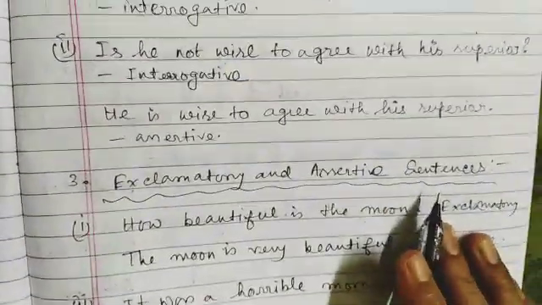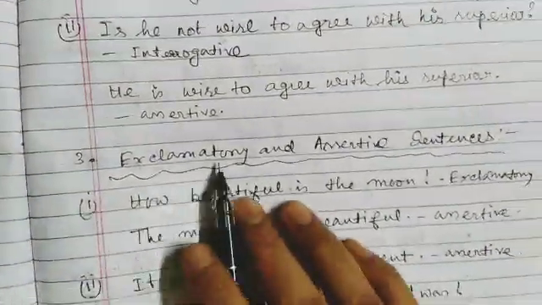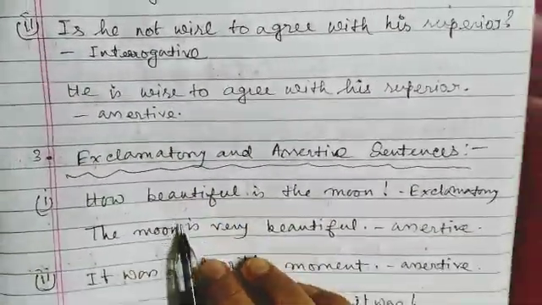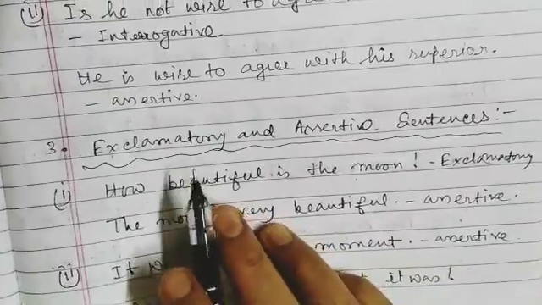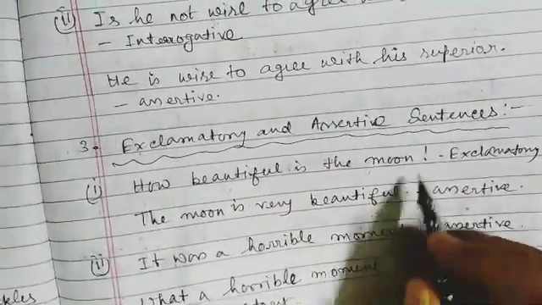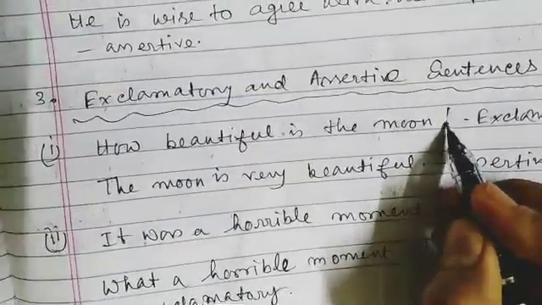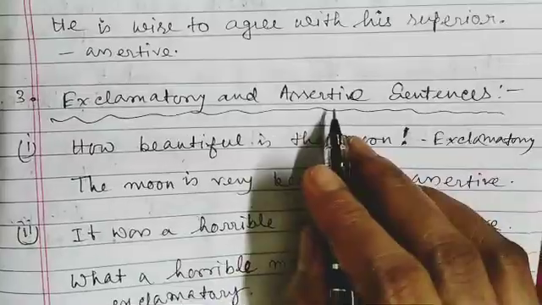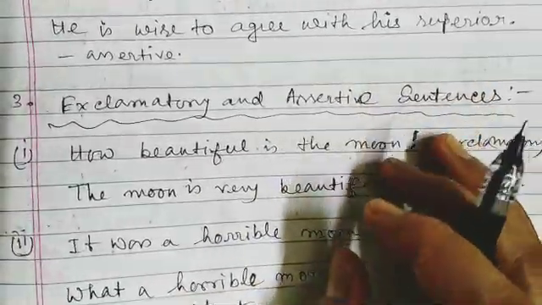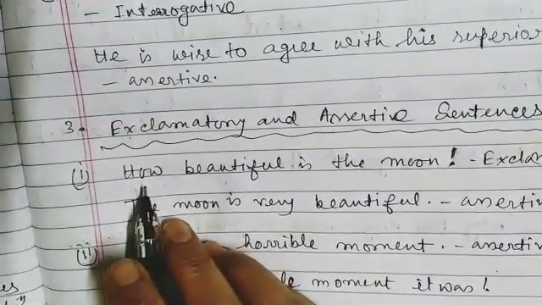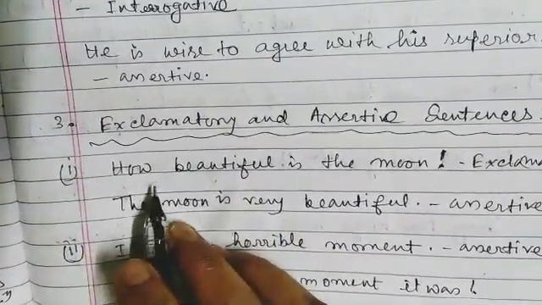Exclamatory and assertive sentences. An exclamatory sentence is a sentence that brings out the feeling of happiness or sadness, and it carries an exclamatory sign. Here is the exclamatory sign. An assertive sentence is a statement kind of sentence. And the construction of an exclamatory sentence is quite like this.